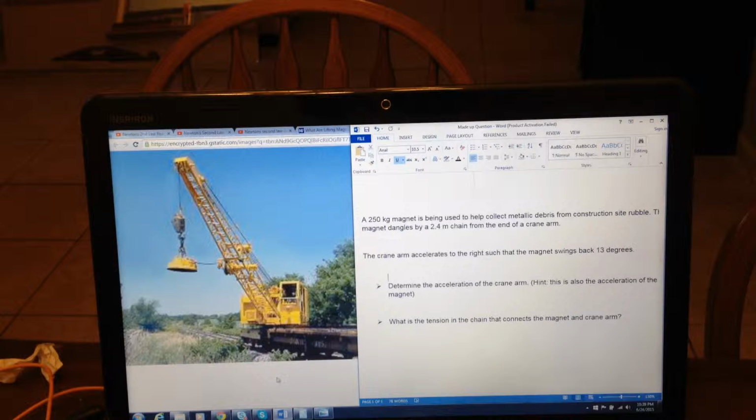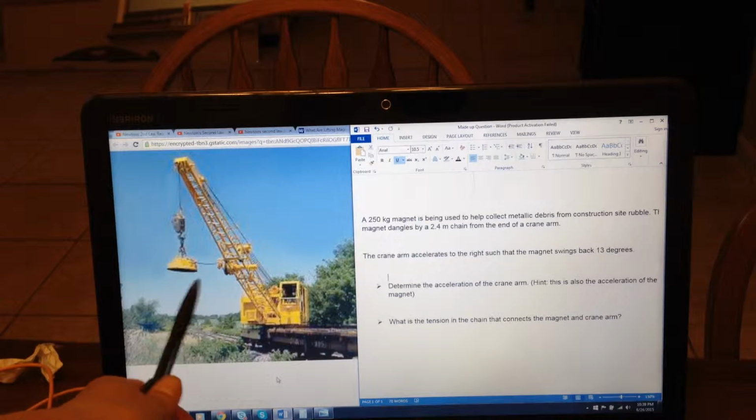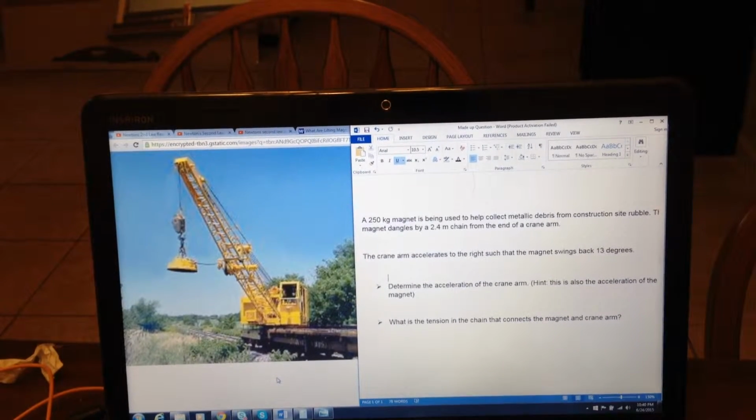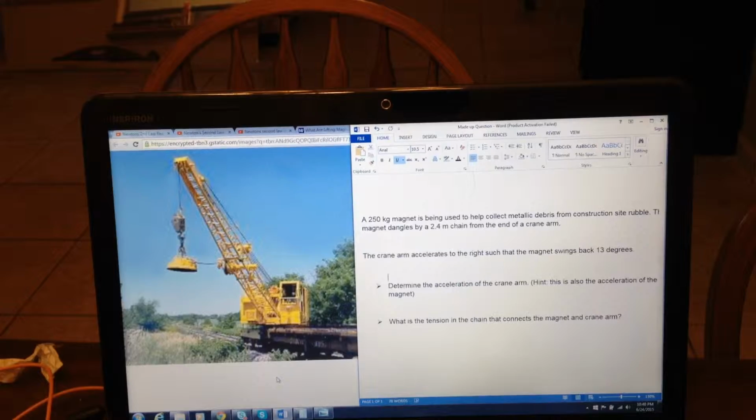All right, so this is a reassessment video for Newton's second law, and I'm going to show you the scenario we're talking about. This is a magnet right here, and the crane arm, and it would be used to pick up scrap metal or even large pieces of metal in a junkyard or something. So our scenario asks, it says 250.